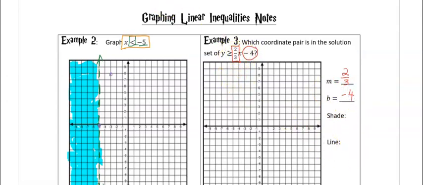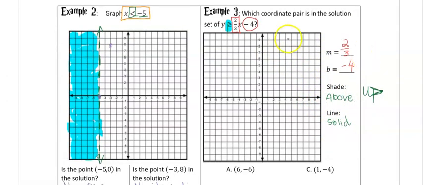Look at that inequality sign. It tells us that our line is going to be a solid line, right? So a solid line. And then it tells us where we're going to shade. So if I draw my line down, it forms that P where I am shading up. So I'm shading above or up. Okay. So now I can draw my line. I have all the information I need.